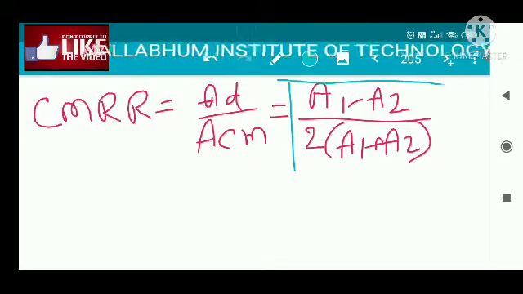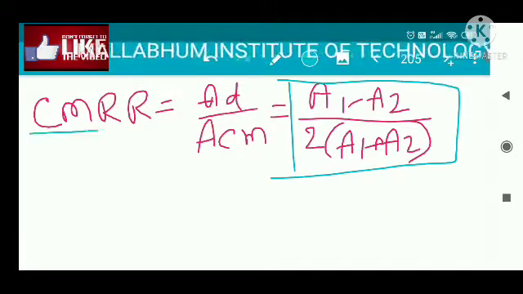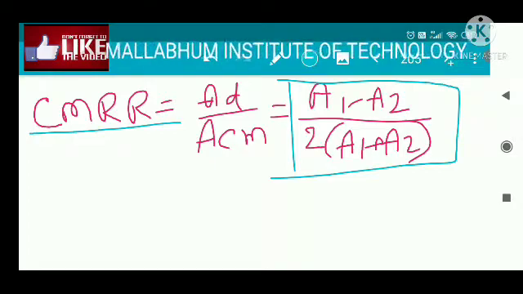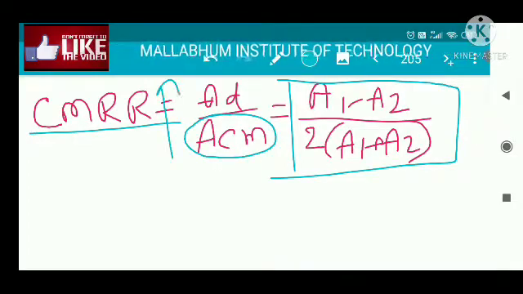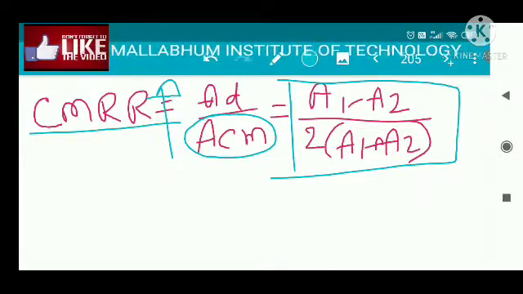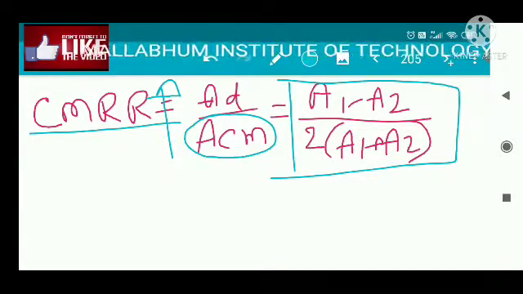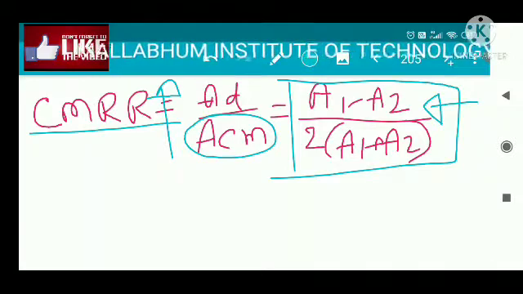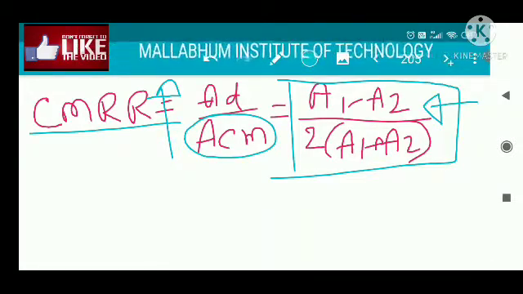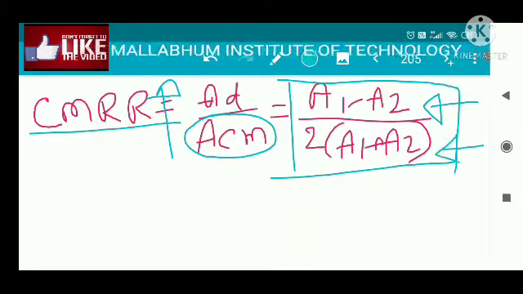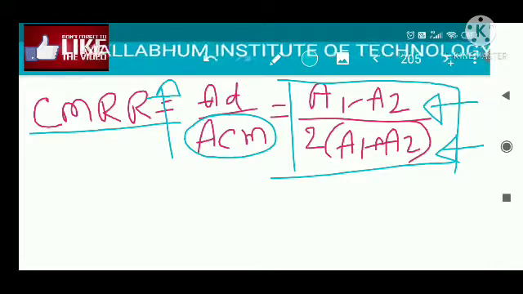Now in the practical ideal case, ACM should be as low as possible. That means CMRR should be as high as possible for a good operational amplifier. Now from this expression you might wonder that the numerator is the difference between A1 and A2 and the denominator is the summation A1 plus A2. So how can the CMRR be high in this case?